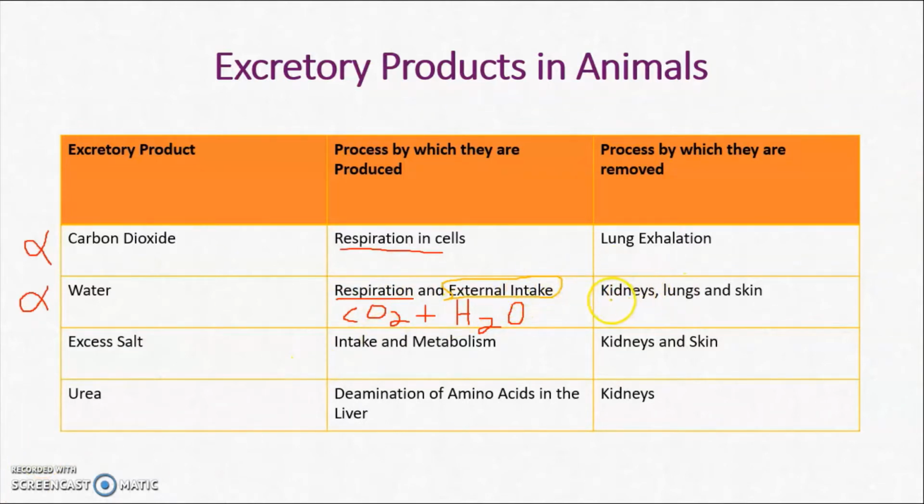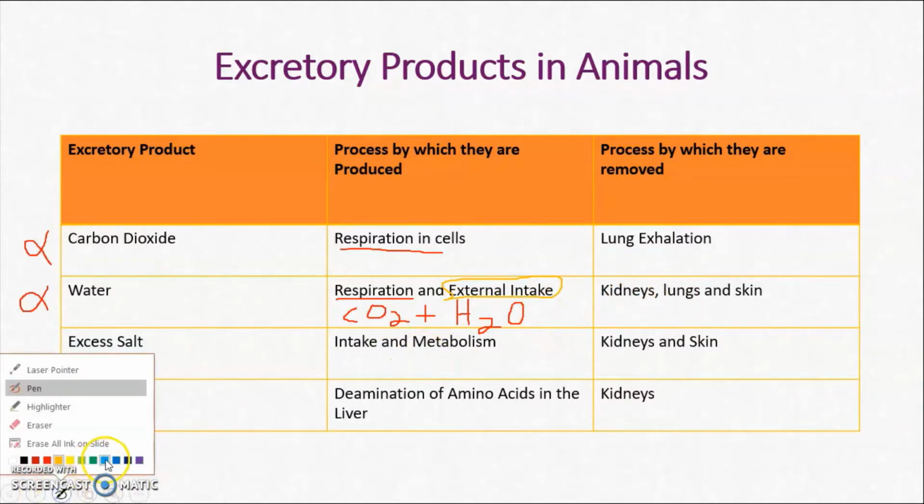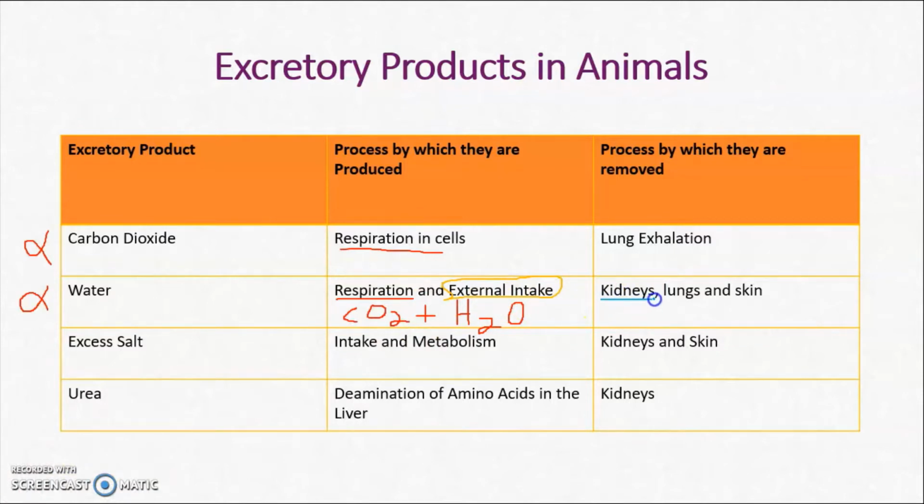In terms of how the water is lost, it's lost through the kidneys, and would ultimately leave the body as part of urine. It's also lost through the lungs during exhalation. For example, if you breathe against a glass, you would notice some moisture droplets forming on the surface of the glass. That's because there are water droplets in the air that you exhale. You also lose water through the pores of the skin when you sweat. So the kidneys, the lungs, the skin, these are all sophisticated excretory organs in animals.